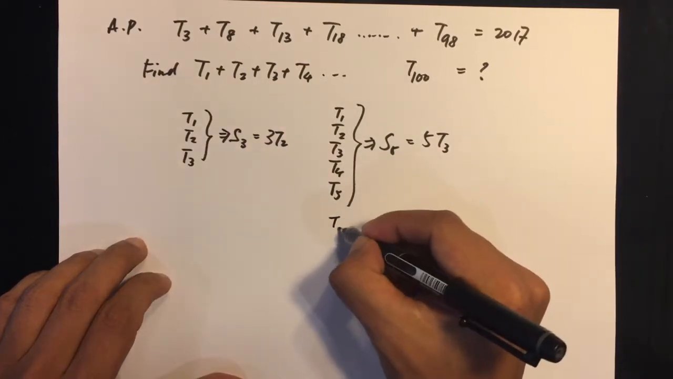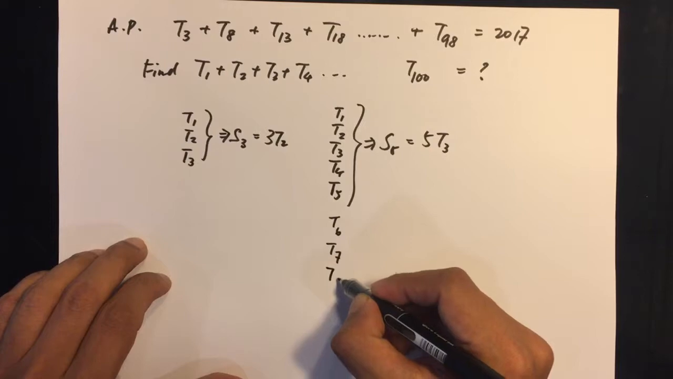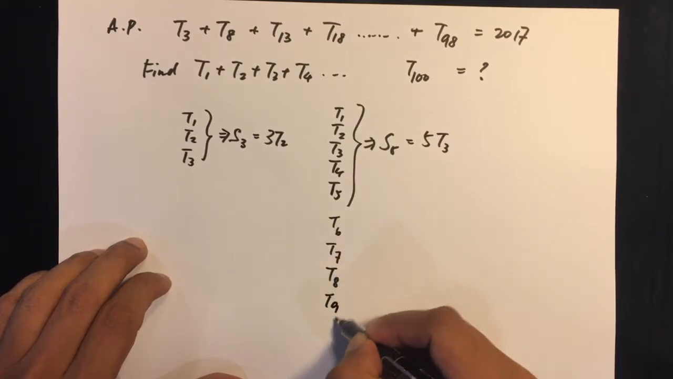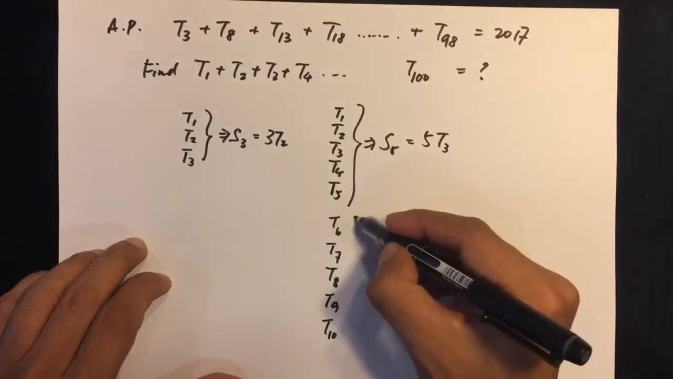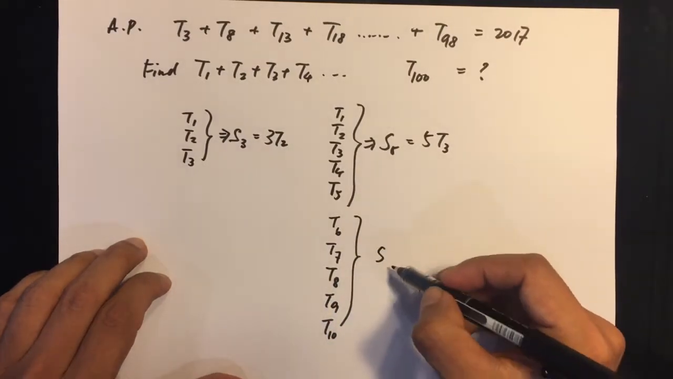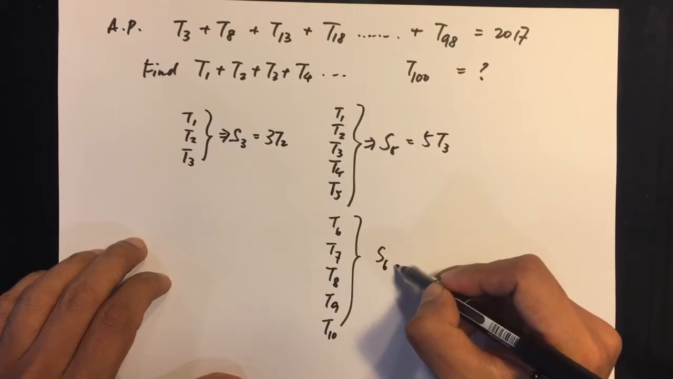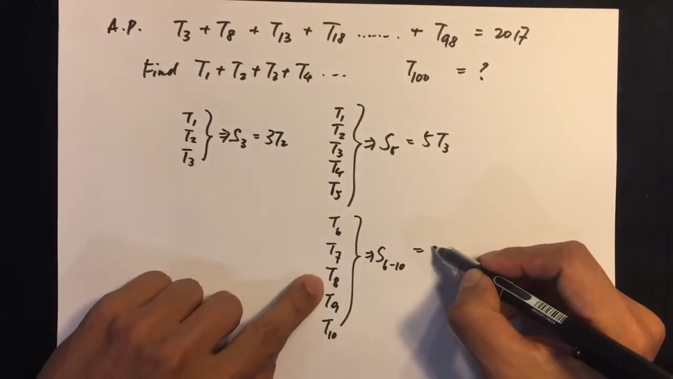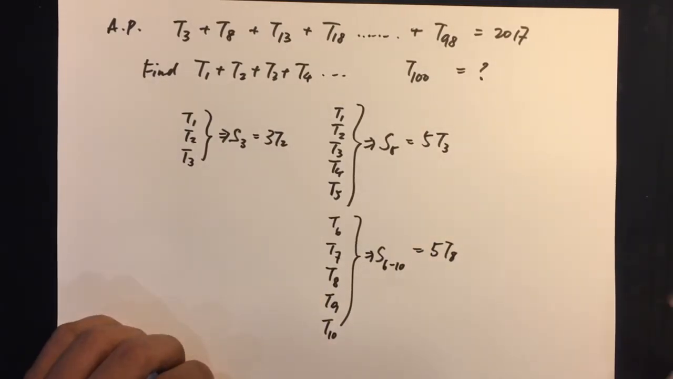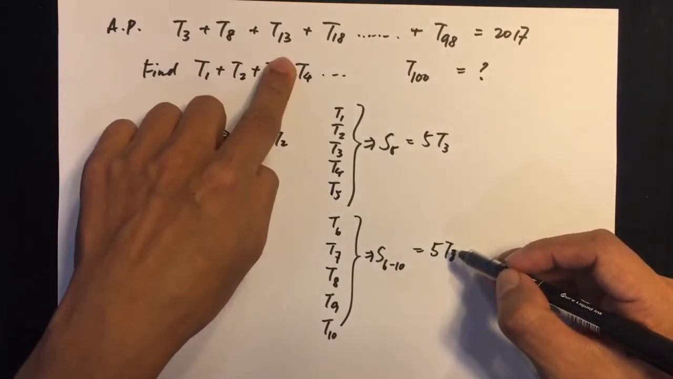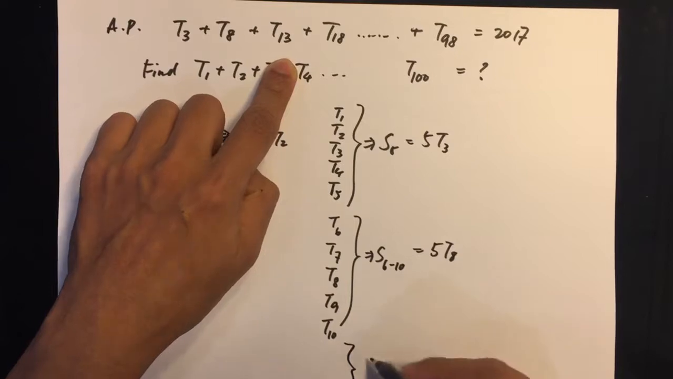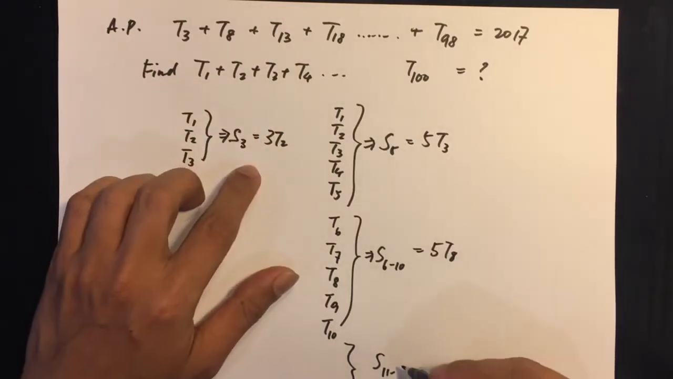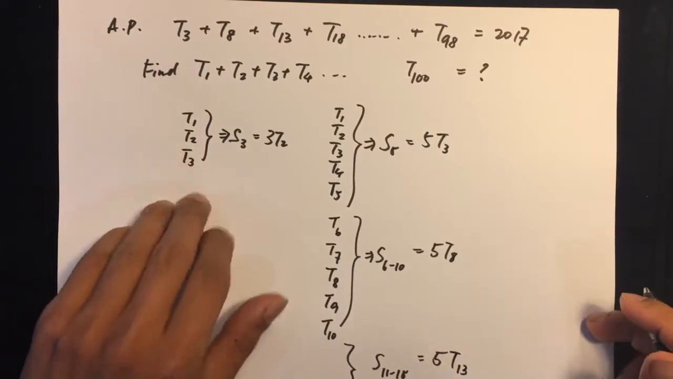And conveniently, the sum of the next 5 terms, which is T6 to T10. I don't know how to write this, but I'm just going to create my own notation here. The sum of terms 6 to 10 is actually equal to 5 times that middle term. And isn't that convenient? T3 and T8, and the next one will obviously be the next group, the sum of 11 to 15, right? That's going to be 5 times T13.